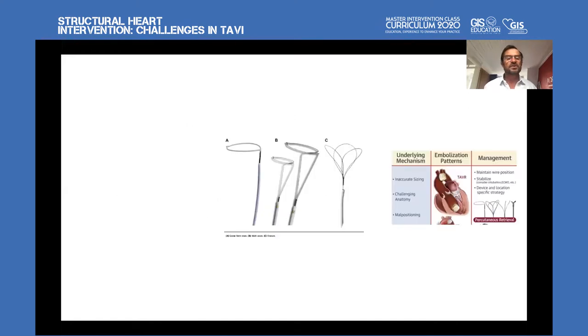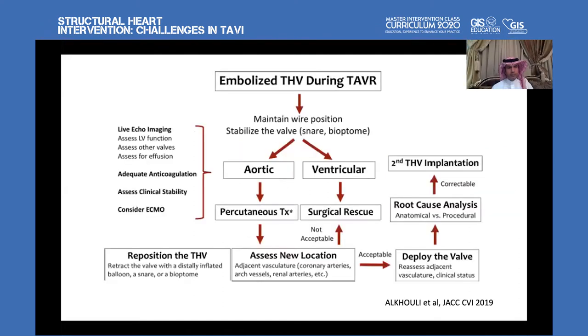So I show you just some devices that have been shown by Al-Khouli in a very interesting presentation. I recommend embolizing THV during TAVR, but for the sake of time, let's go to the stroke.